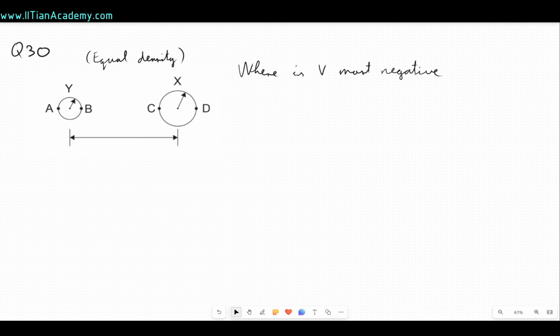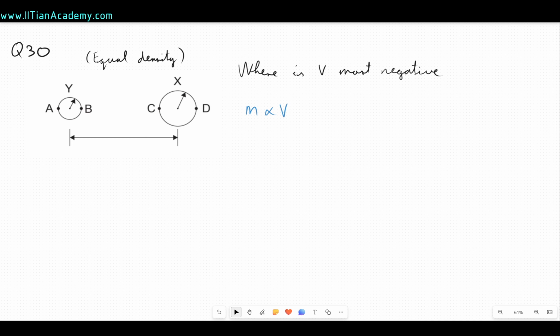So in question 30, we're given this two-planet system, and we're told they have equal densities, and we need to see where the potential is going to be the most negative. If they have equal densities, that means we can look at the mass ratios. We know their mass is going to be proportional to their volume because their densities are the same, and density is simply mass over volume.